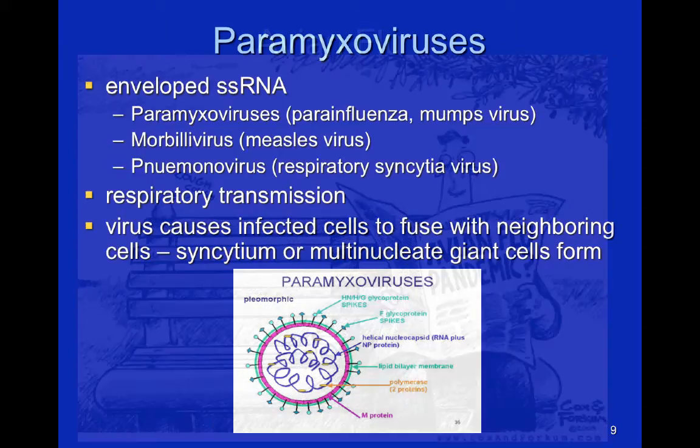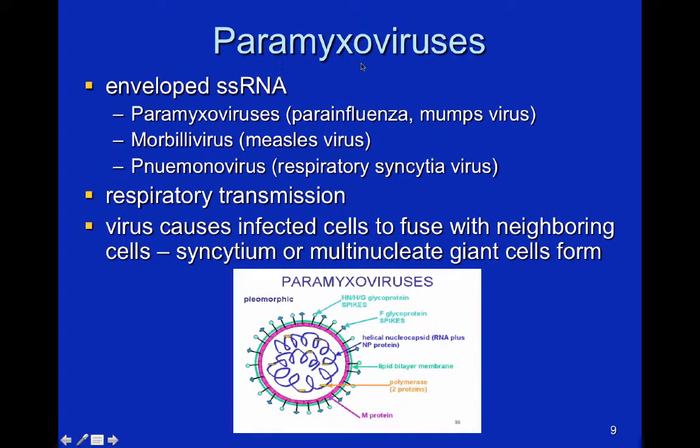So this is one to keep an eye out and keep your ears open as far as any changes that are occurring throughout the world with how this virus actually evolves. So on to the paramyxo. So these include the parainfluenza, mumps, measles, and RSV. So these are all transmitted via respiratory droplets.